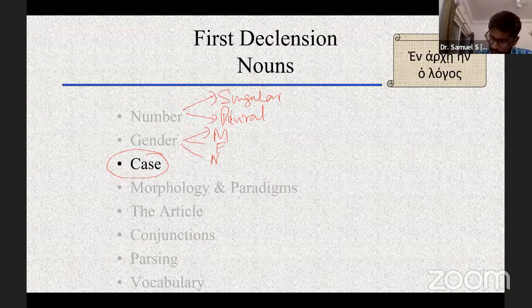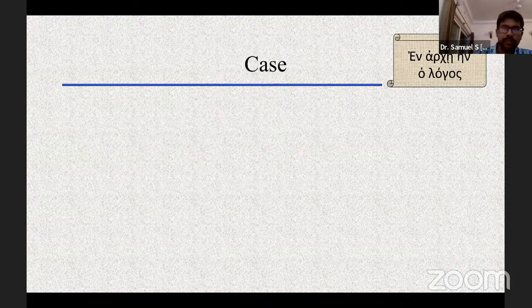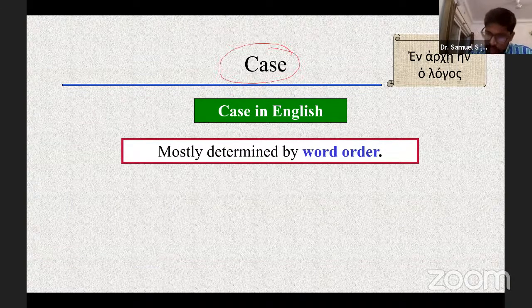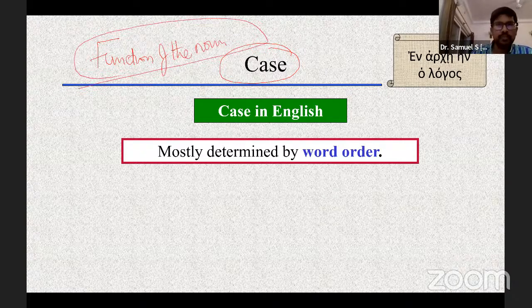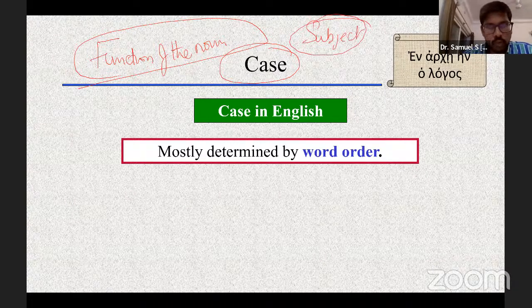Okay, so this was simple. Number, gender. Now, how about case? Let's get into that. Case in English. So what is case? Case is the function of the noun in the sentence. For example, we just referred to subject. That is a function of a noun.